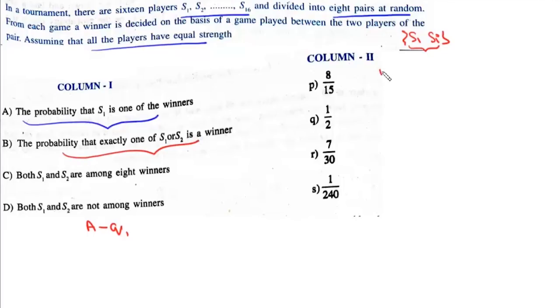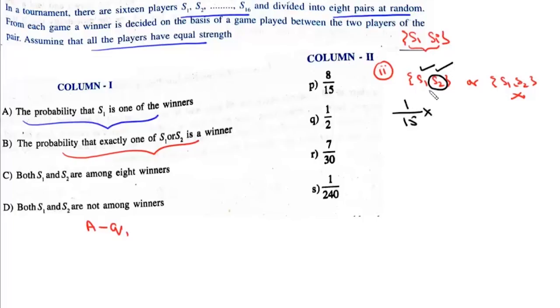Now B is the probability that exactly one of S1 or S2 is a winner. Now in this case we have two scenarios. Scenario 1 is if S1 and S2 are paired against each other, or the case where they are not paired against each other. Now if we look at the first case, when S1 and S2 are paired opposite each other, then if we take S1, there are 15 possible pairing combinations for S1, and from these 15 we get S1, S2 if we have S2 as an opponent.